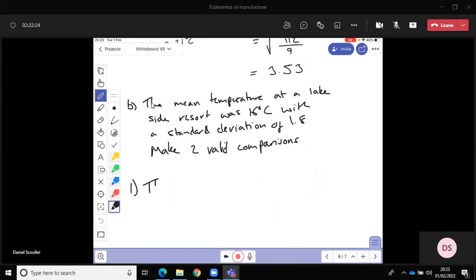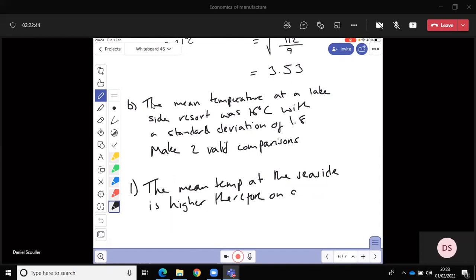First comparison: the mean temperature at the seaside, always refer to the question, is higher, therefore on average.